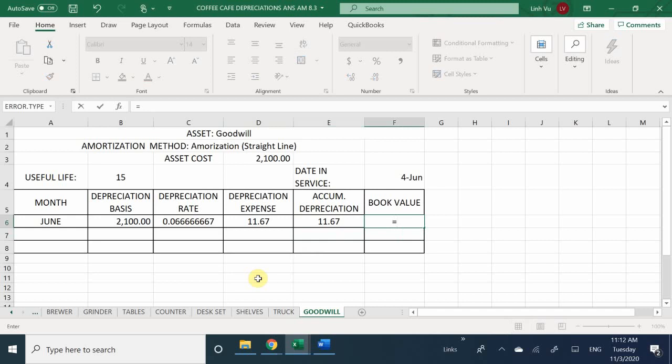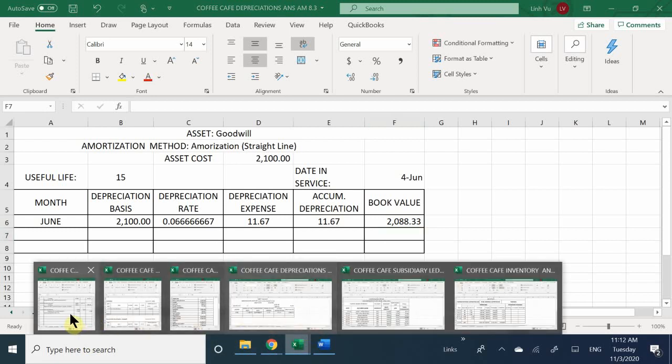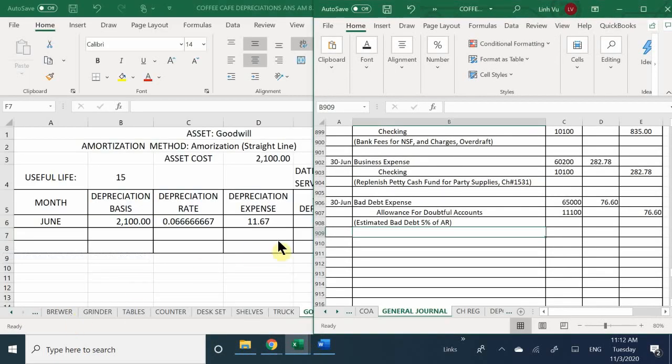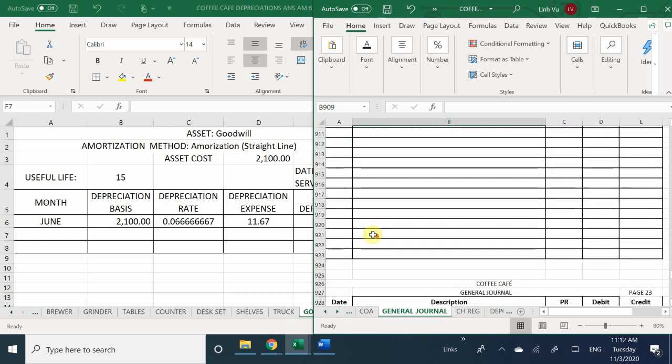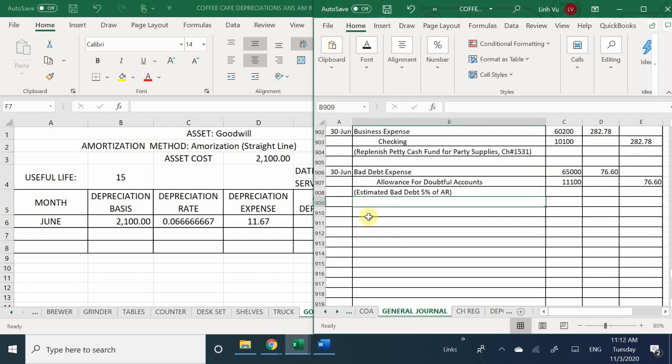So what is your goodwill worth now? $2,088.33. 2088.33. Okay. So now let's go ahead and journalize our calculations. So again, let me see if I have enough space. I should.